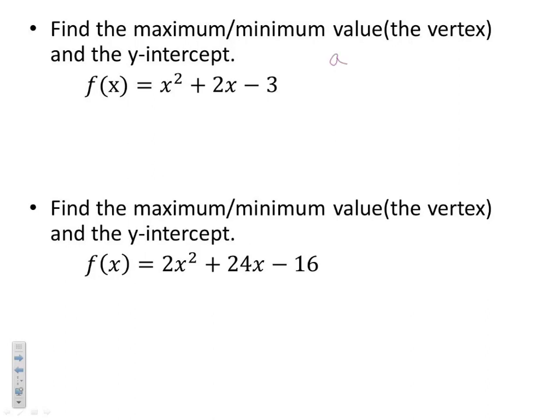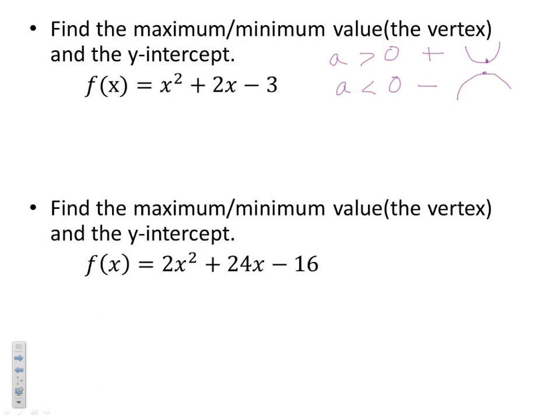So if a is greater than 0, that means a is positive, then I have a parabola that opens up because it's happy. It's positive. It's happy, happy, happy. So it opens up, and we're going to have a minimum value at the bottom. If a is less than 0, that means it's negative, and it's opening down, and it's sad. It's negative. It's not very happy. So it will have a maximum value. It's going to have a top.